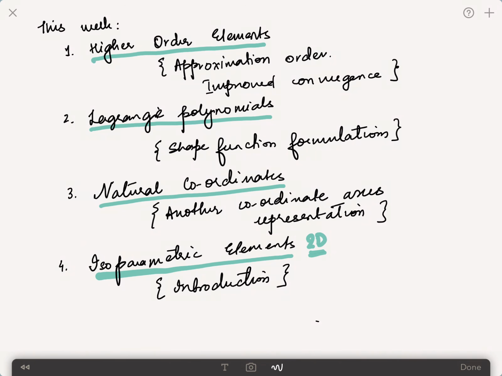So this week in the video, I will only just barely introduce you to an isoparametric element, and to do so, we need to understand what natural coordinates are, because isoparametric elements are actually described by using the natural coordinate system. So let's get on with individual videos on 4 topics.